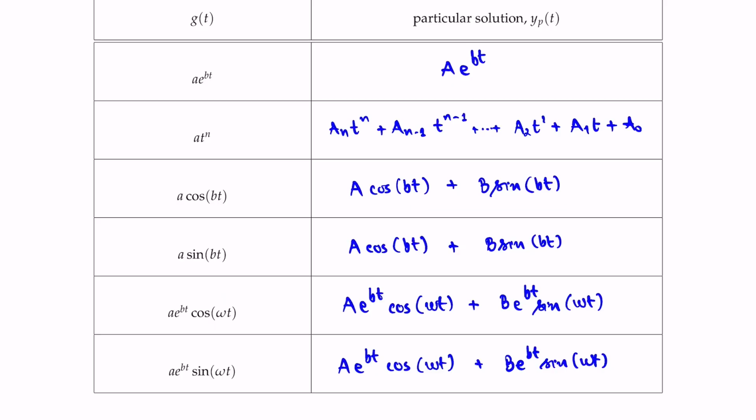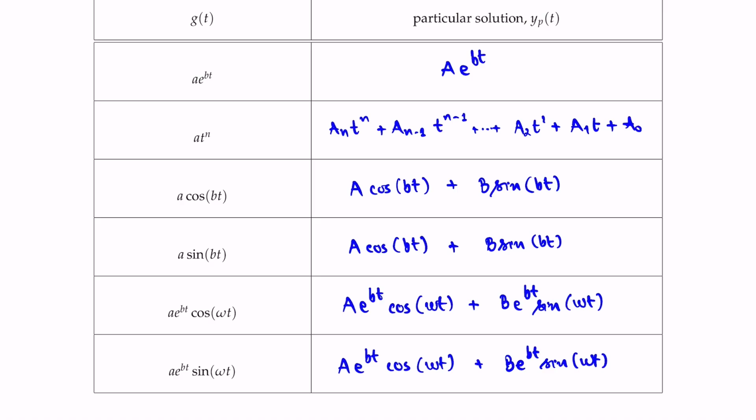So these are the functions on the right hand side that allow you to use undetermined coefficients. If you encounter a right hand side, or forcing term, that does not fall into this category, then you cannot use the undetermined coefficients method to find the particular solution of the non-homogeneous equation.